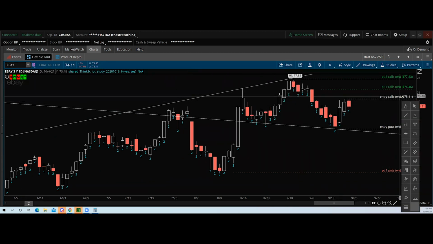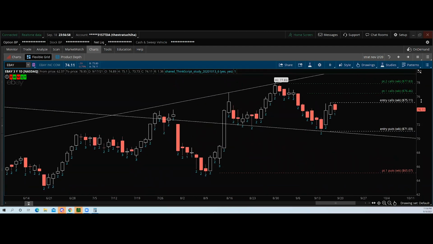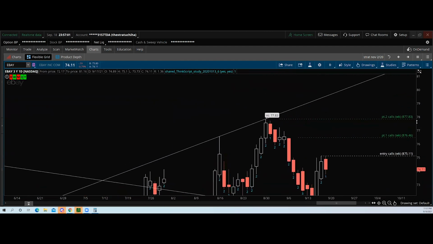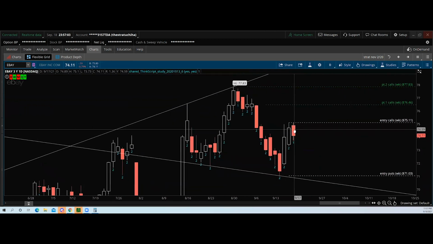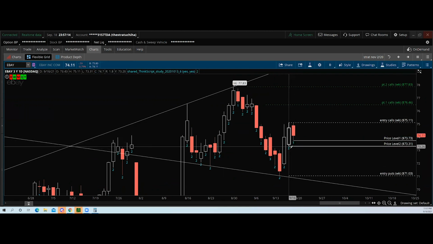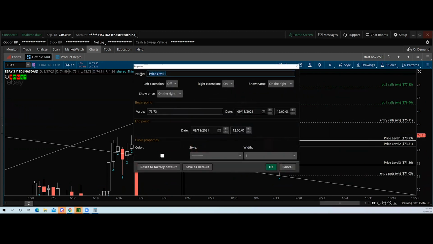All right. So basically, you can see that's the inside day. So the inside day high is 75.1. Literally, the entry for the day and the week are literally a cent off. So I'm not going to worry about marking the high on that one. Then you got your entry for puts on the daily at 73.73. Entry puts daily. Then you got your PT1 for puts on the daily. PT1 puts daily.